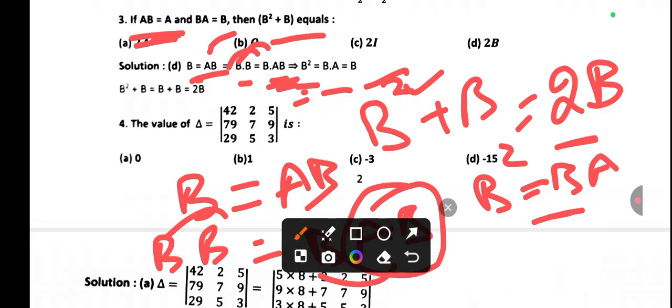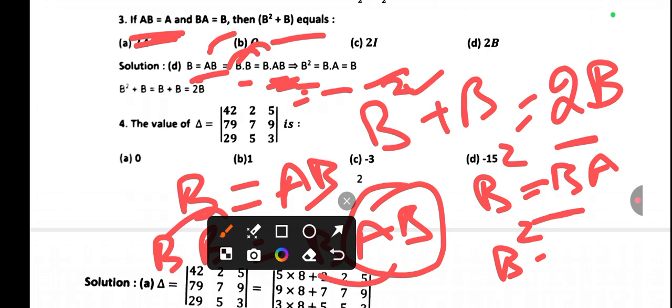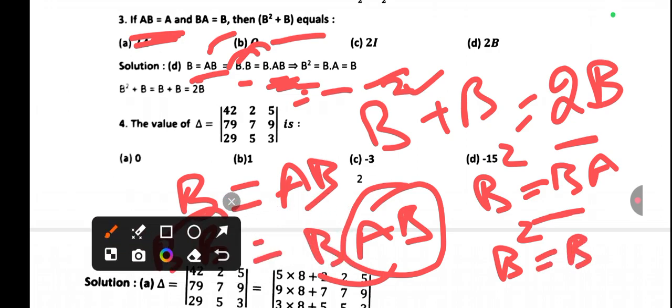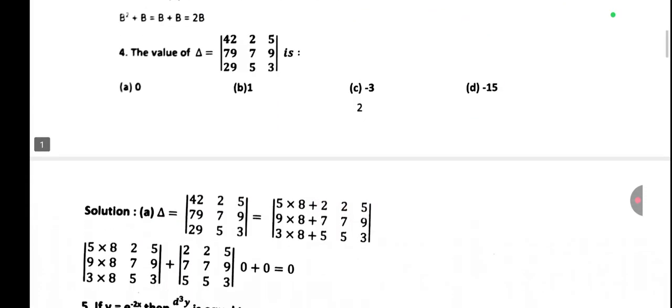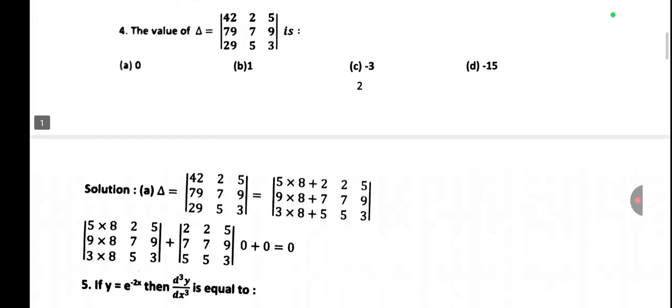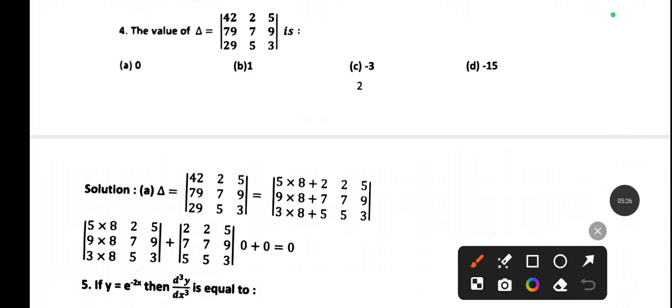BA value is B. So B square equals B. That way we are going to add and get the answer 2B. Clear, children? Check. Any doubt, ask me, that is very important. You have time, so kindly utilize the time properly for your board examination.